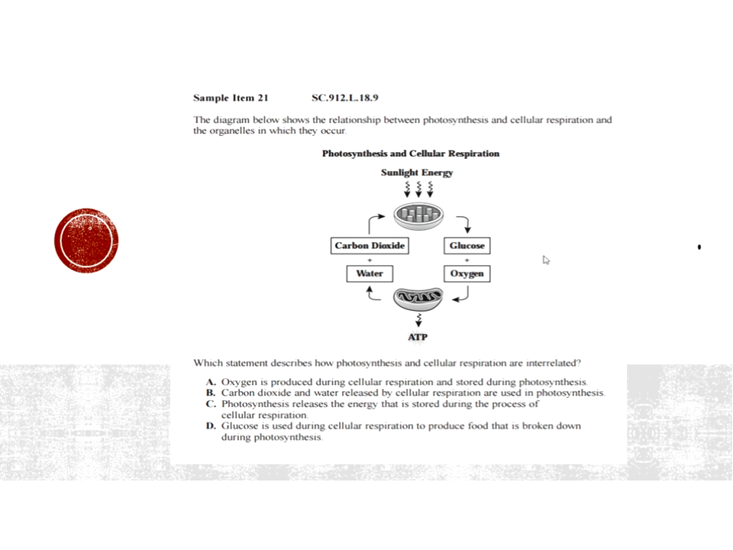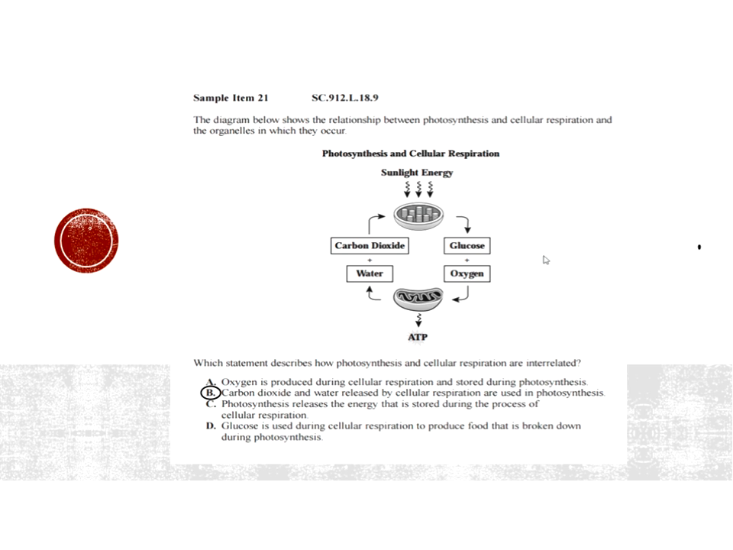C, photosynthesis releases the energy that is stored during the process of cellular respiration. It releases glucose, but doesn't necessarily release something to be stored. So that one would be questionable. D, glucose is used during cellular respiration to produce food that is broken down during photosynthesis. Again, that's not going to be correct, because even though glucose does go in to cellular respiration, it's not producing food, it's producing ATP. So D is a definite no. So it would be back between the B and C, and based on what we are given here, B is our definite best answer. So excellent job on that.